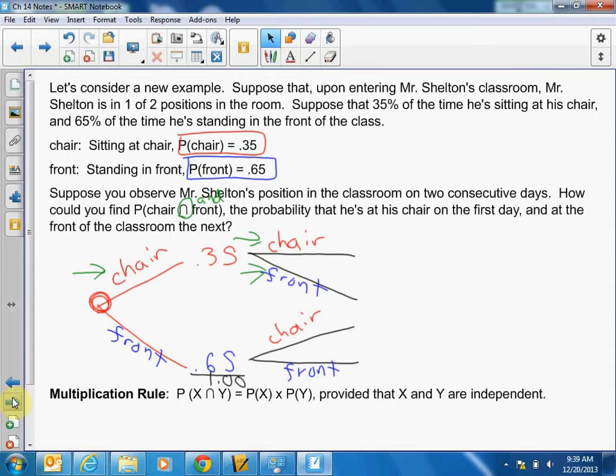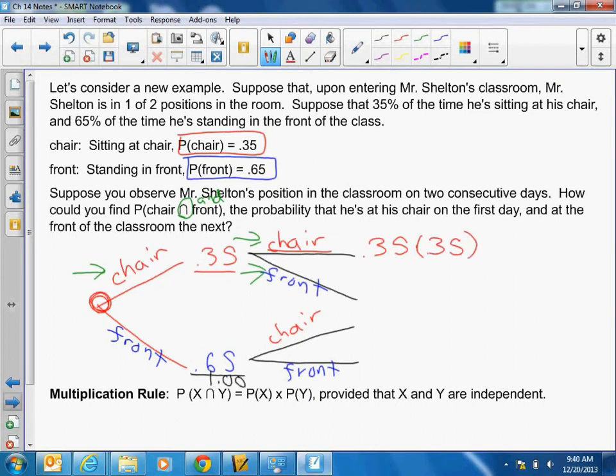To find the probability that I'm at the chair the first day and there on the second day, I just take 0.35 and multiply that by 0.35. So this is 0.35 times, let's do that with parentheses, 0.35, like so. The probability that I'm at the chair, then at the front would be 0.35 because I've been at the chair the first day, and then times 0.65 for the second day. Okay, so we're moving right along.